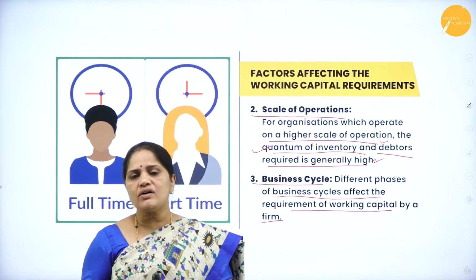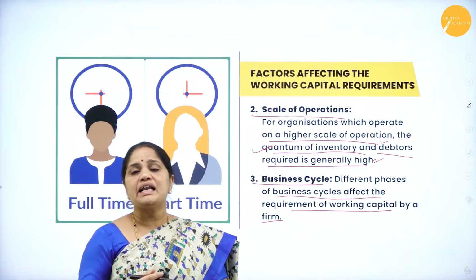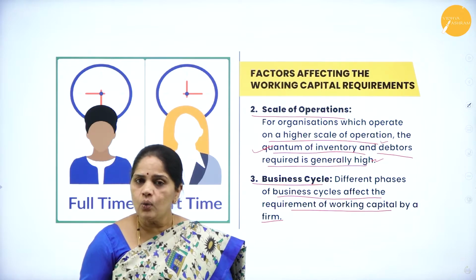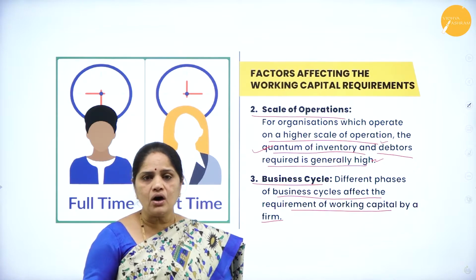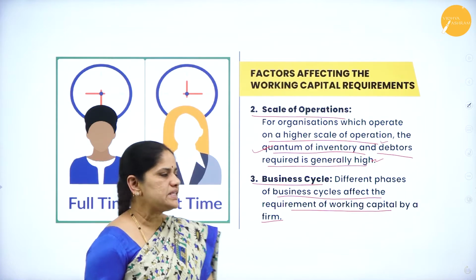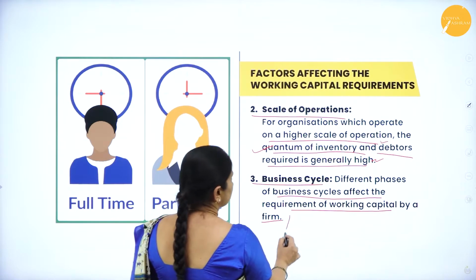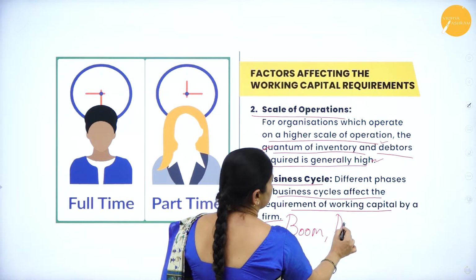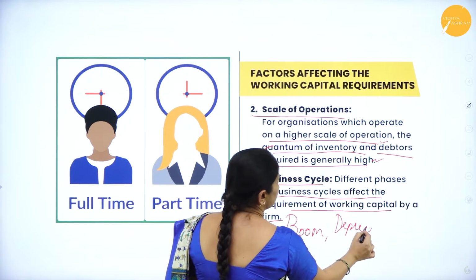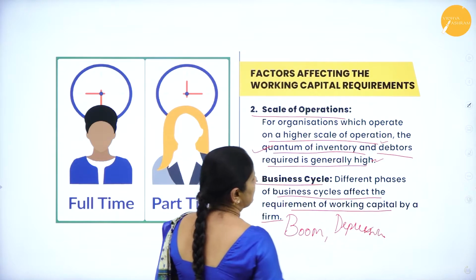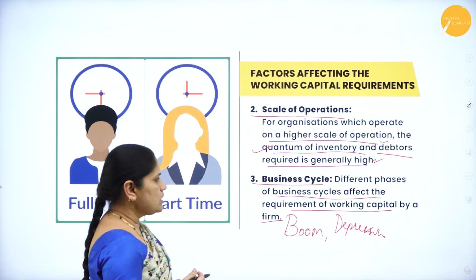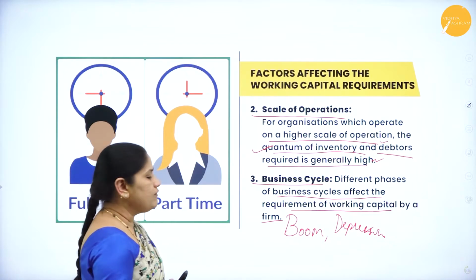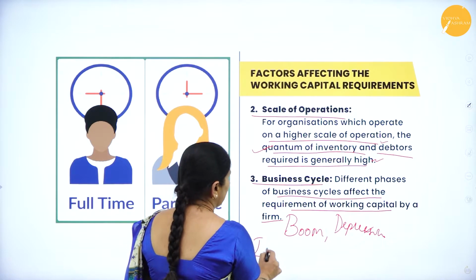But in case of depression, there will be lesser demand for goods. As a result, there will be lesser demand for the working capital requirement of the organization. So, these business cycles, whether it is the boom period or the depression period, will decide the amount of working capital needed by the company.